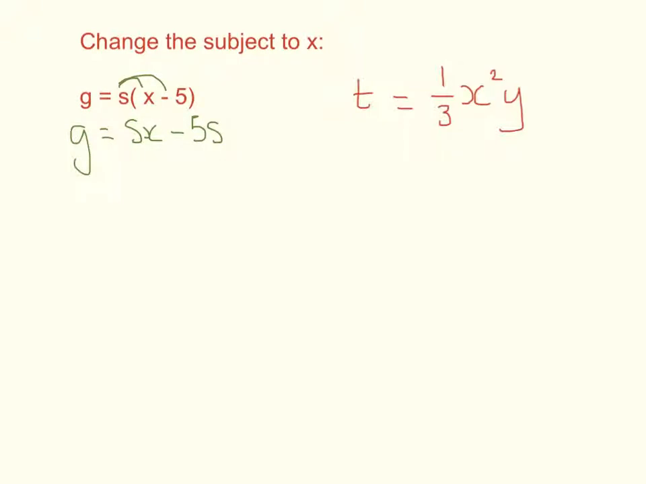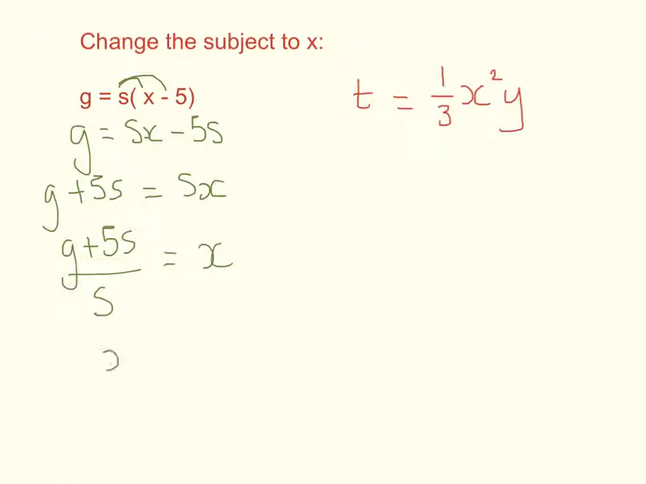So I want x by itself, so first of all move this bit over to the other side and it'll change to a plus. So g plus 5s equals sx. And then finally get rid of the s, so when this s moves over it'll have to go on the bottom and become a divide, because on this side it's multiplying. So to do the opposite, g plus 5s all divided by s equals x. And again you can swap sides.